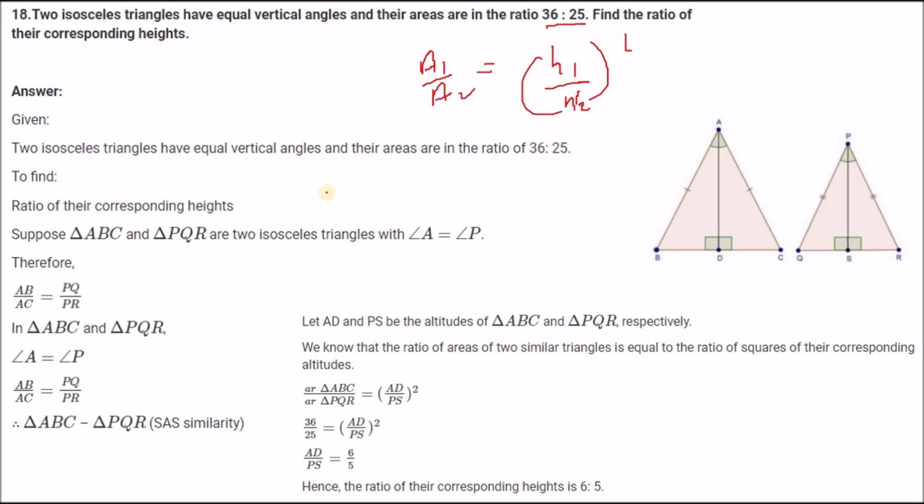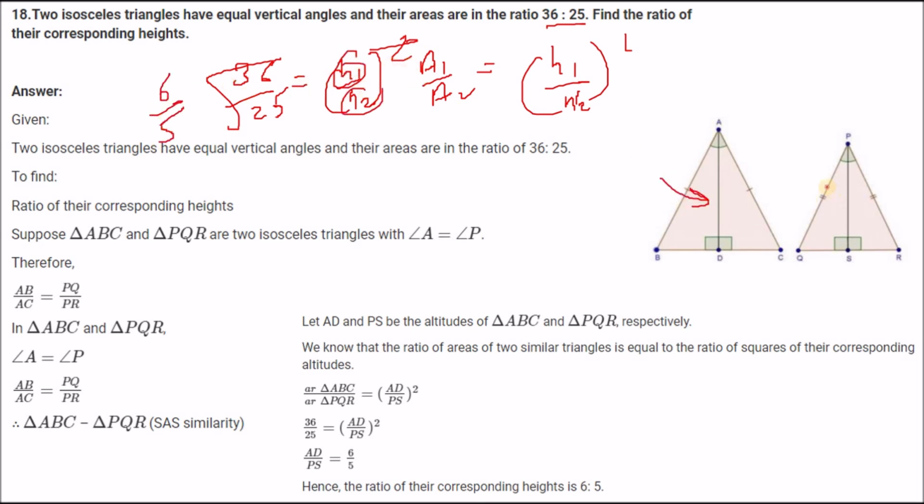So area of the first one by area of the second one, that is 36 by 25, will be equal to h1 by h2, squared. Take the root here, eliminating the square, so this is 6 by 5. So height 1 by height 2, that is this AD by PS, is equal to 6 by 5, that is 6 to 5. 6:5 is the ratio of the corresponding heights.